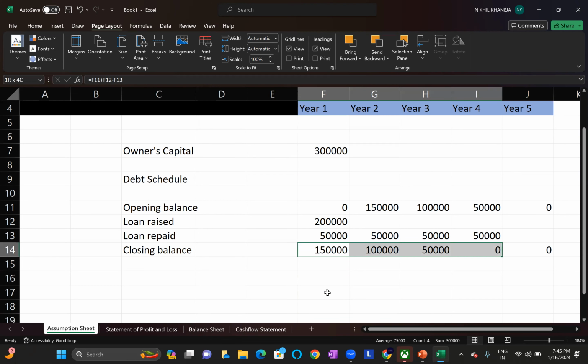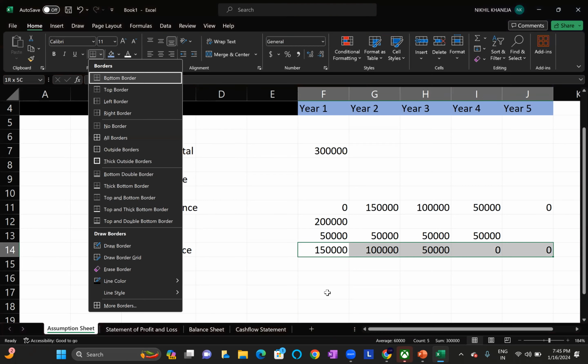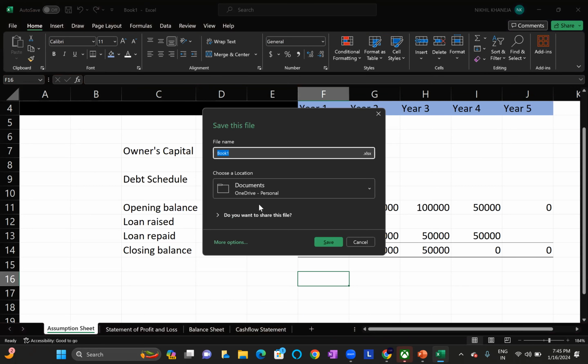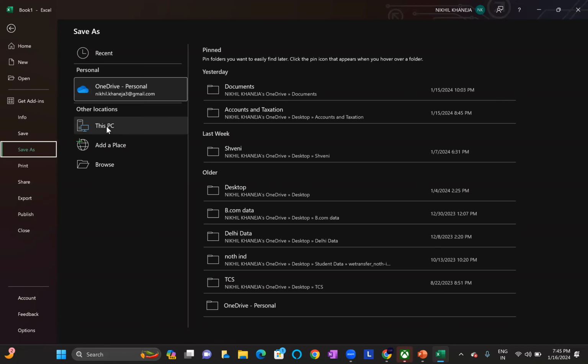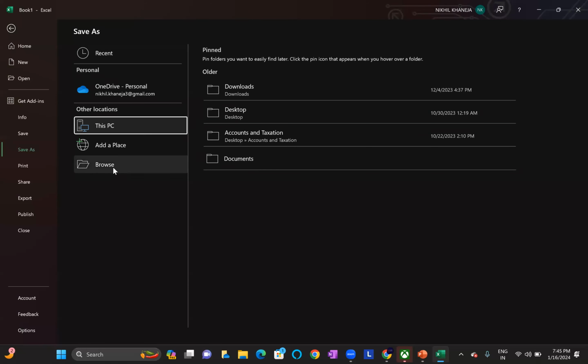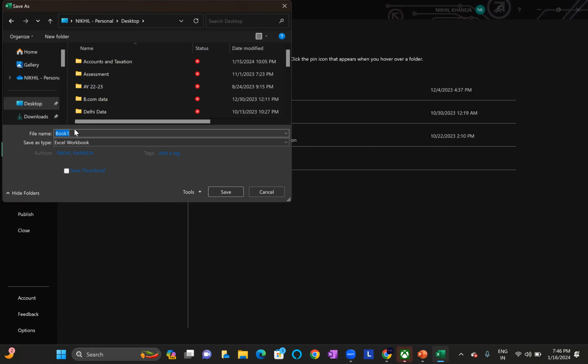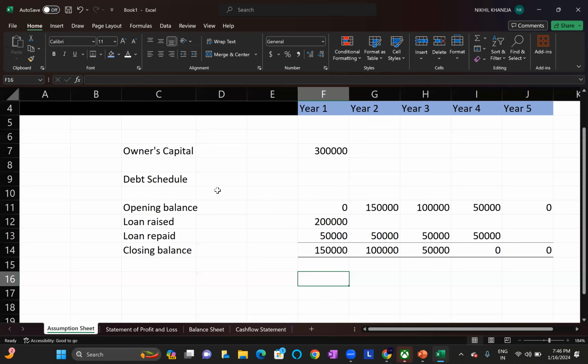I will just select this portion, Alt H B U, to keep it under double lines. I can just save it to my desktop. Okay. So here we go.